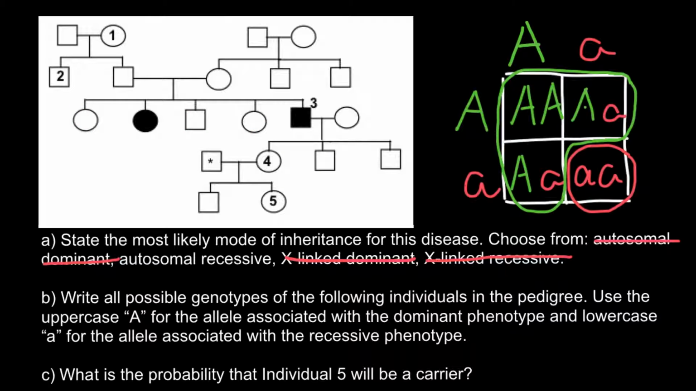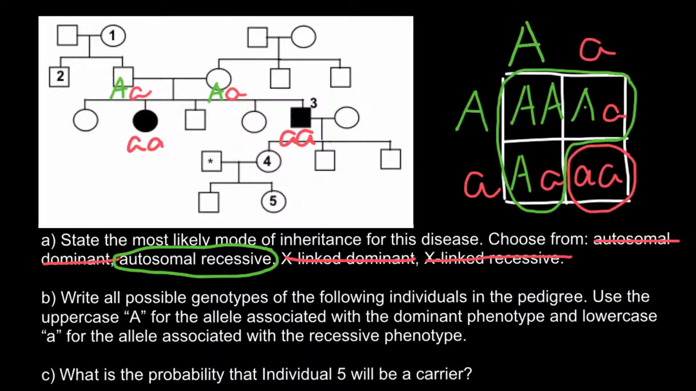So we can say that the genotype of the parents would be capital A and small a, so parents would be heterozygous, and those children who are affected with this genetic disorder, their genotype would be small a, small a. So we can say that this is an autosomal recessive genetic disorder.